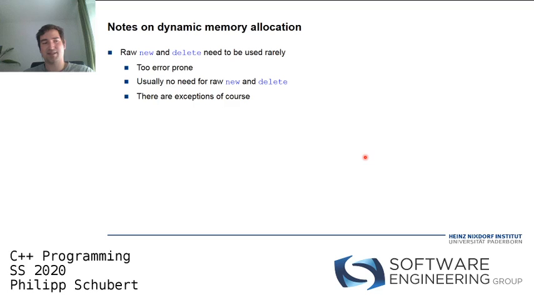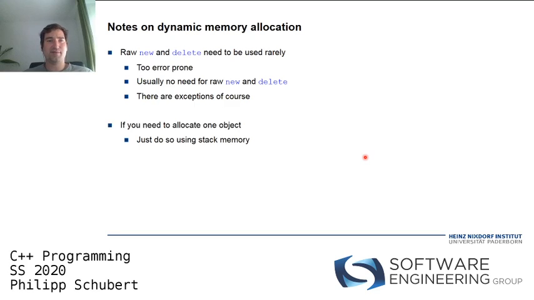So sometimes there are just places where you need to call new and delete, and you have to be smart about it in order to not run into any trouble or issues with your program. There are exceptions, but for most application programs, you are perfectly fine not using raw new and delete. So what should you use? If you need to allocate just one object, just use the stack memory. Just allocate it on the stack if it's not too large to fit on the stack.